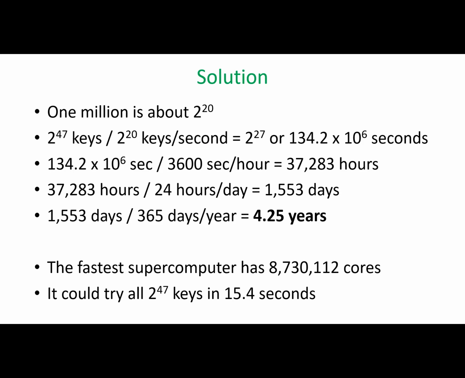Now, that was assuming you could do 1 million keys a second, which I thought maybe your laptop could handle. But let's just say you're not using your laptop. Let's say you're the government, you have all the money in the world. You want to go out and buy a supercomputer. The fastest supercomputer in the world, which you can look up, has 8,730,112 cores or processors. There's fewer chips, but they have like 4-way or 8-way chips, and so they're fast. This is very easy to parallelize. If you parallelized it, you could do all 2 to the 47 keys in 15.5 seconds.